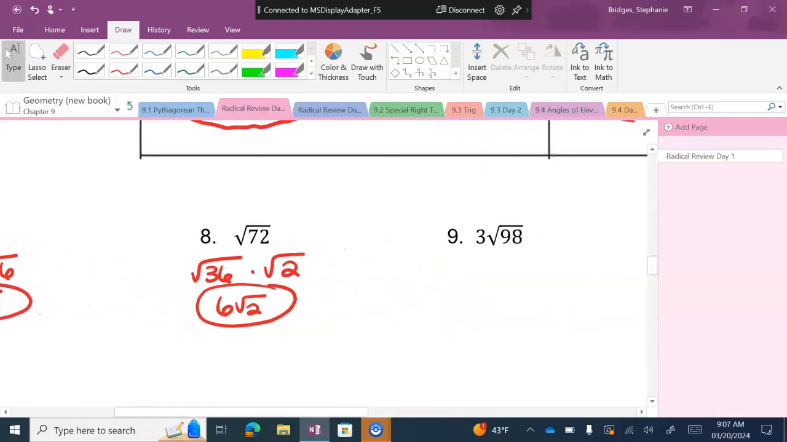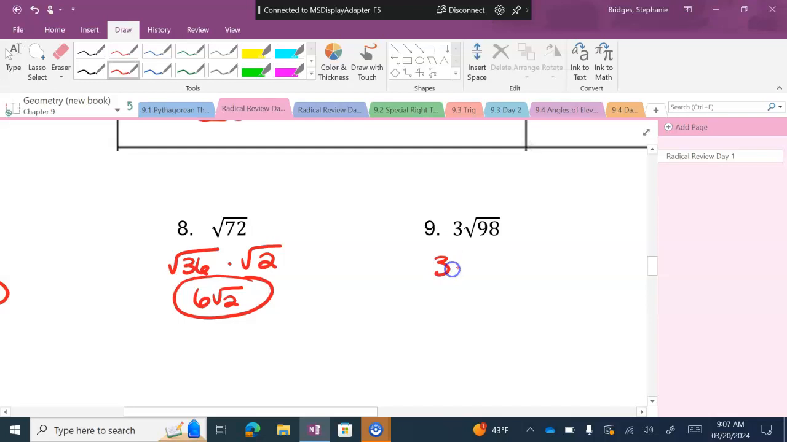That 3 in front of my radical is being what? Added, subtracted, multiplied, or divided? Multiplied. Okay, so we're going to keep that 3. I'm going to go ahead and put a dot so I know that it's multiplied. Is 98 on my perfect square list? Okay. What is closest to 98 without going over? 81. Does 81 divide into 98 evenly? Okay. Does 64 divide into 98 evenly? No. 49? Yes. How many times? 2. So we're going to split this up into the square root of 49 times the square root of 2.